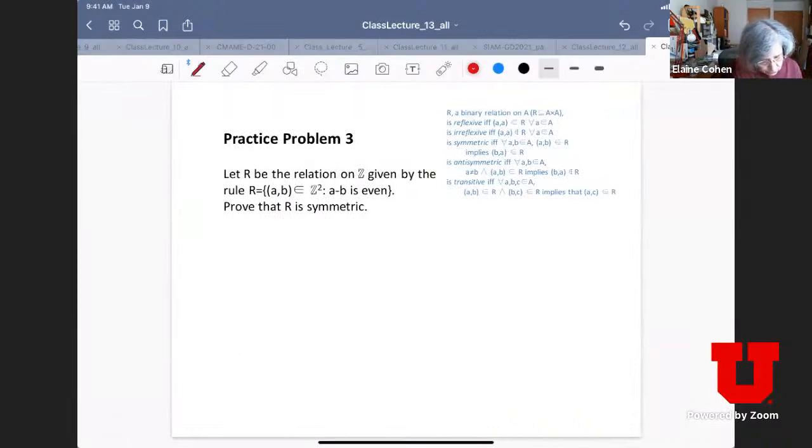Oops. Well, okay, we got practice problem 4, but they're mislabeled from here on out. So let R be a relation on Z given by the rule that A is related to B if A minus B is even. Prove that R is symmetric, but let's ask more questions. Let's say, is R reflexive? That's our first question. Is R reflexive?